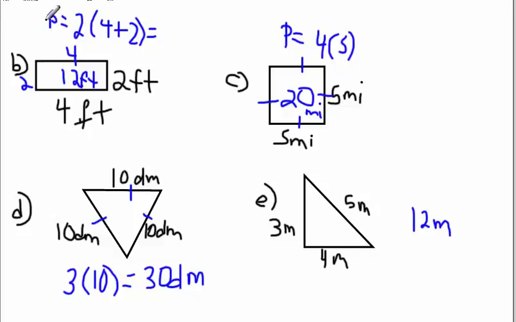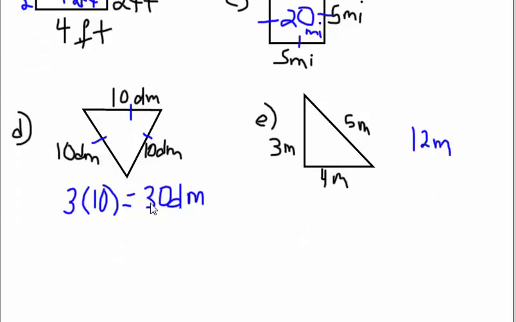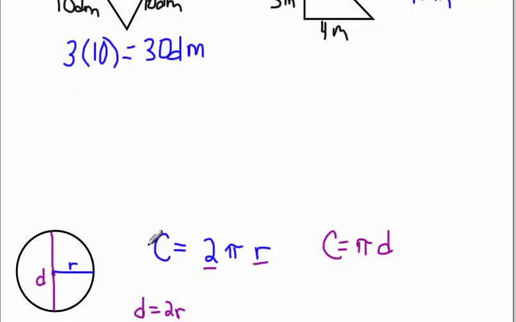So with figures that have corners, you just add up the sides. Now for a figure like a circle, there's some unique things that happen. We've got to deal with the fact that we don't have corners where we can add the sides. We have a curvy distance. The perimeter of a circle is called the circumference. The distance around the circle is called the circumference.